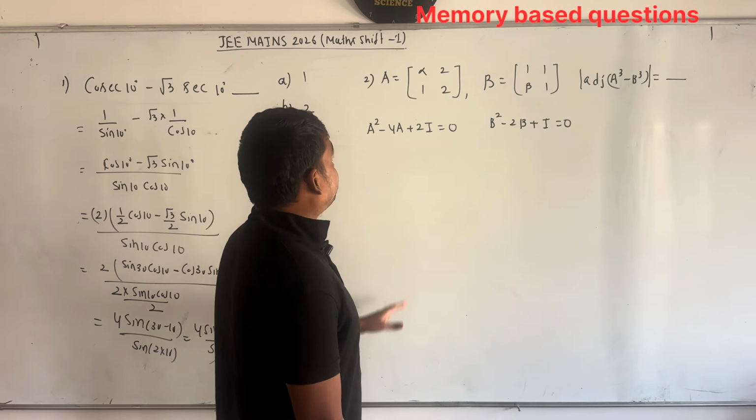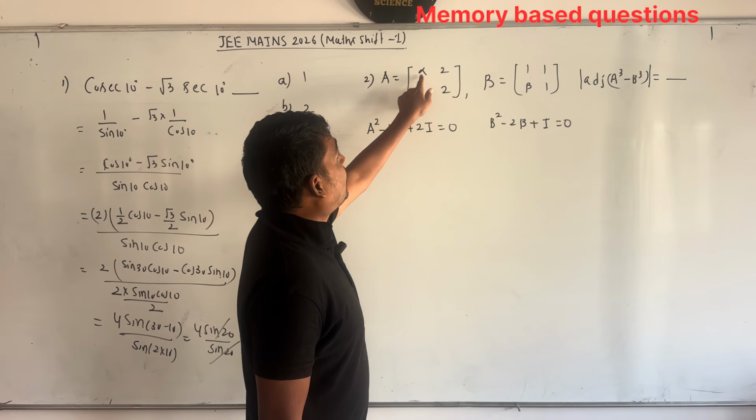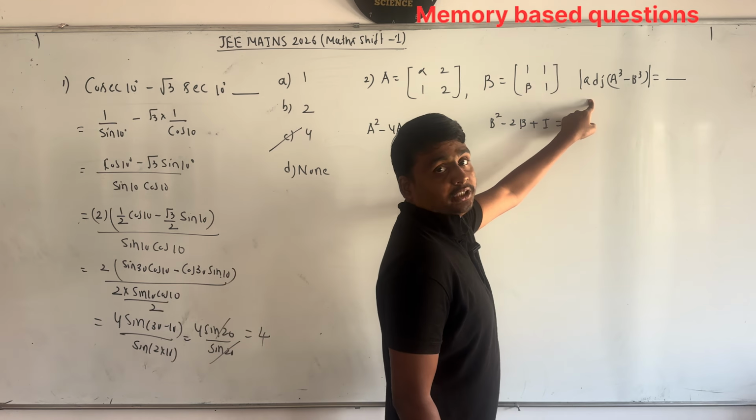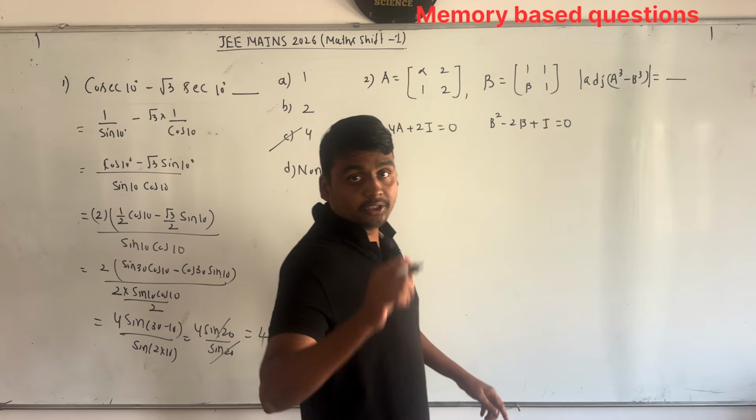So next, second question, see this question. A equals alpha 2 1 2, B equals 1 1 beta 1. They are asking the value of the determinant of adjoint of A cube minus B cube.